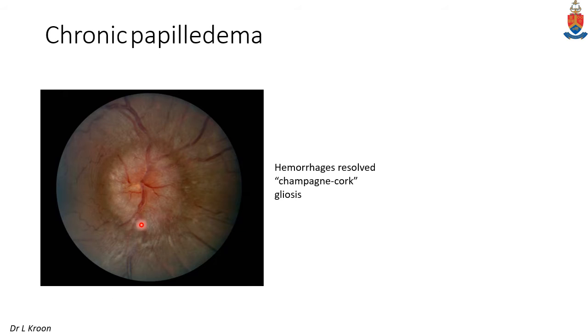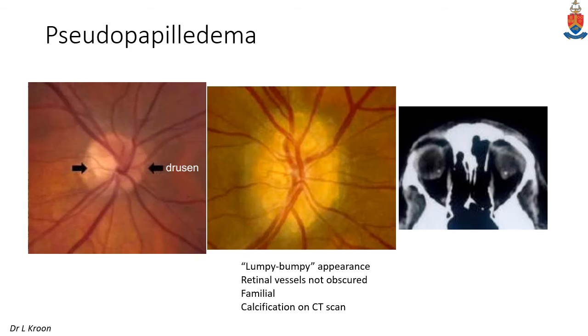Now, in chronic papilledema, the hemorrhages have resolved and the optic nerve takes on this champagne cork appearance. Again, there's still some obscuration of the blood vessels as they are passing underneath the nerve fiber layer, which is still swollen. Now, of course, there's pseudopapilledema, and pseudopapilledema is an elevated optic disc that looks like it's swollen, but it's not really. And one of the more identifiable causes of pseudopapilledema is optic nerve drusen.